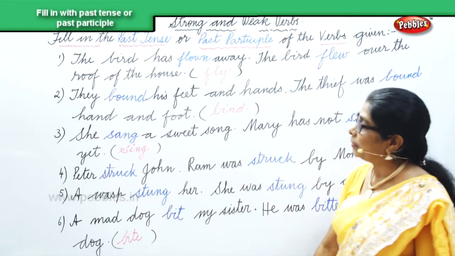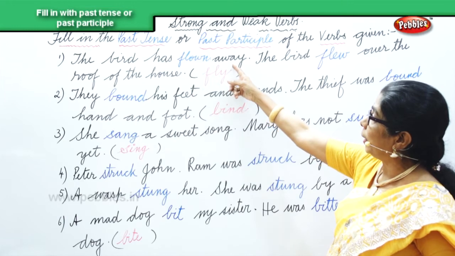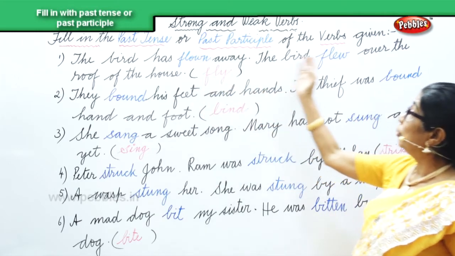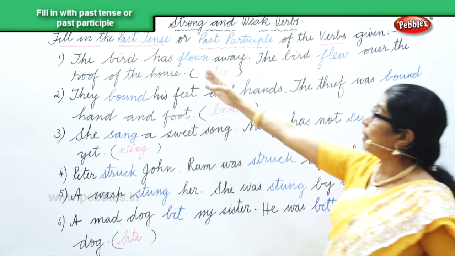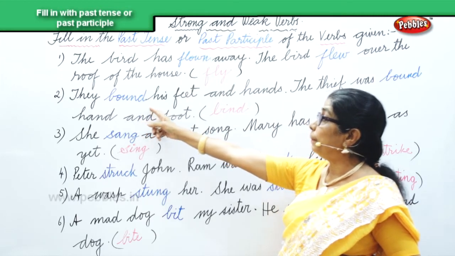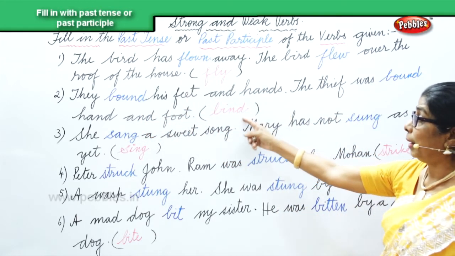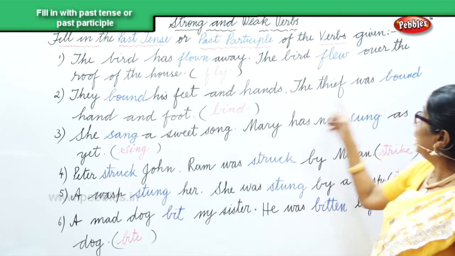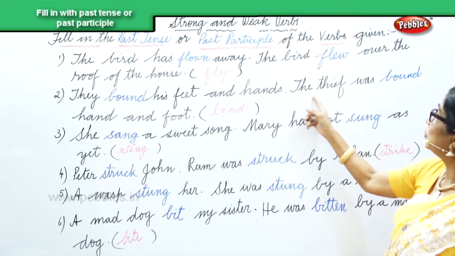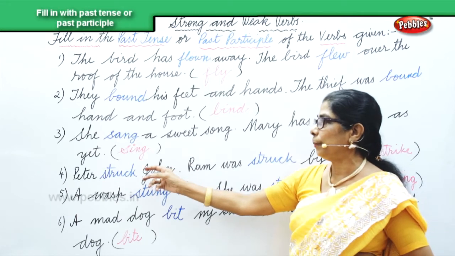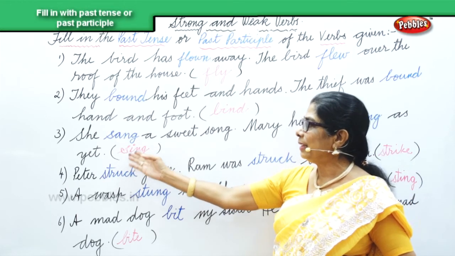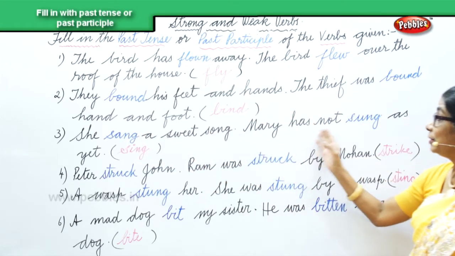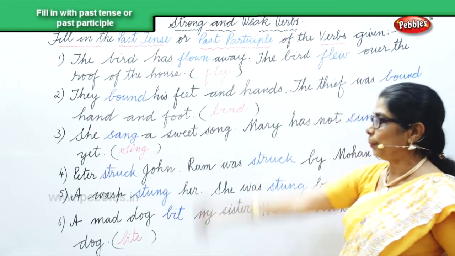Let's look at all the sentences we have done. The bird has flown away. The bird flew over the roof of the house. Flew is past, has flown is past participle. They bound his feet and hands. Bind, bound, bound. So, the thief was bound hand and foot. Here the verb given is sing: sing, sang, sung. So, she sang a sweet song, that is the past tense. Mary has not yet sung, that's the past participle.